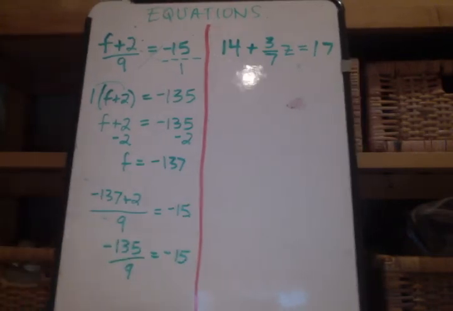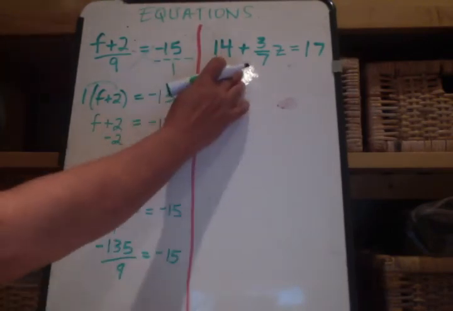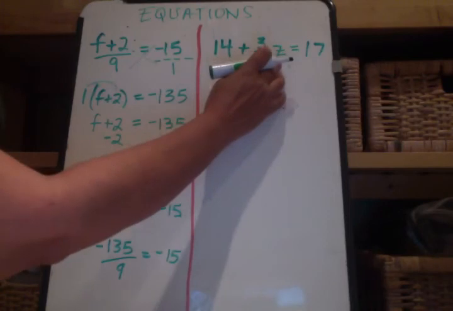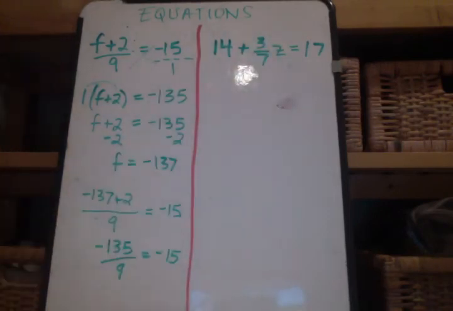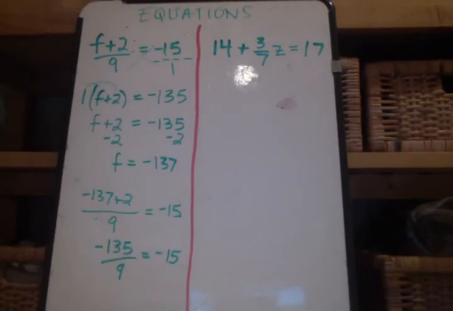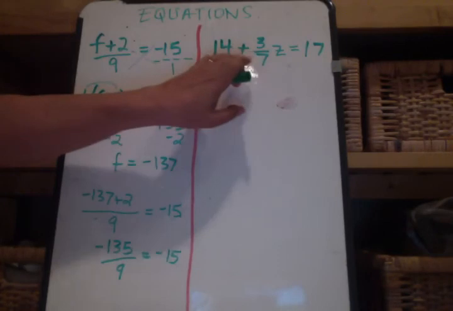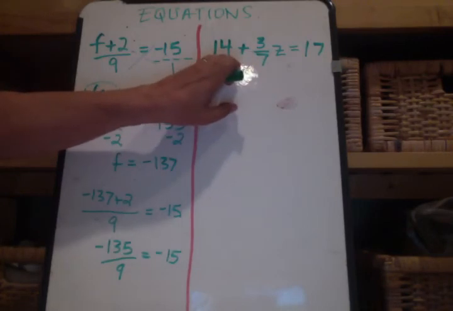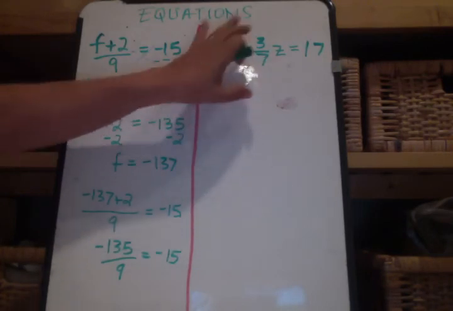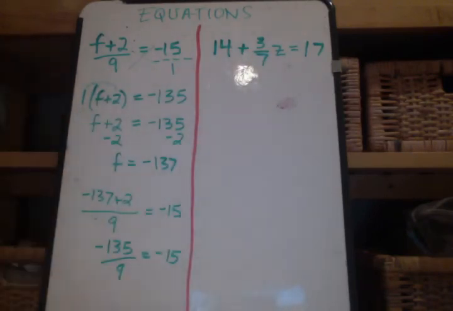Okay, let's take a look at this equation up here. It's going to be 14 plus 3/7 z equals 17. So my variable in this equation is z, and right now it's being multiplied by 3/7. We also have a positive 14 here on this side. So we want to resolve all these things so that eventually we'll get z equals some value. We want to isolate the variable.